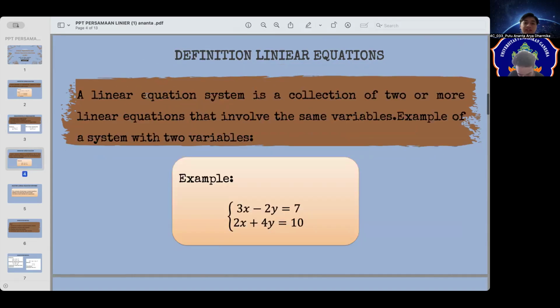The next material is the definition of a linear equation system. A linear equation system is a collection of two or more linear equations that involve the same variables. For example, a system with two variables like this: the first equation is 3x minus 2y equals 7 and the second is 2x plus 4y equals 10.